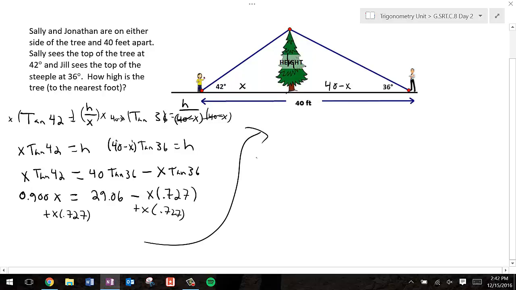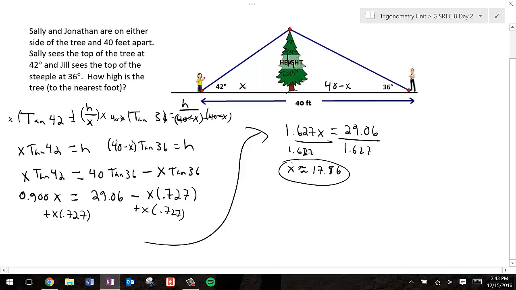What I'm going to do now is add x times 0.727 on both sides, and then I'm just going to bring it up here to work with. So I end up with a total of 1.627x on the left-hand side, and on the right I have my 29.06. I can then divide both sides by 1.627, and I get that x equals approximately 17.86. Now, we've got x.